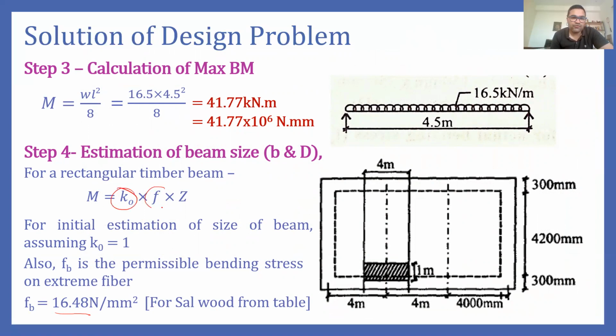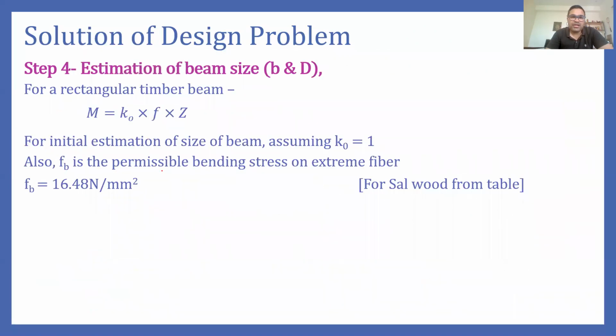We know the value of F, and we also know the value of M, which is equivalent to the bending moment, which we have just calculated in the previous step. So right now we have to find out Z also. Now Z is basically the section modulus.